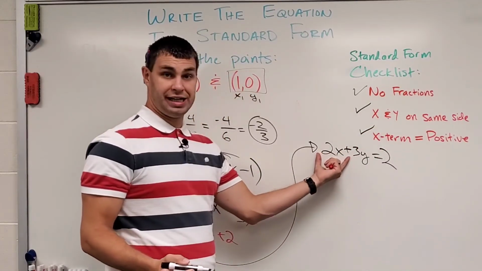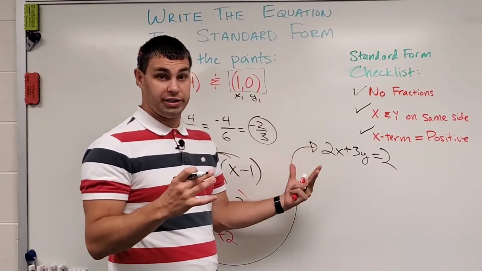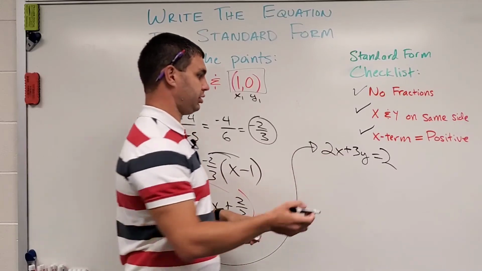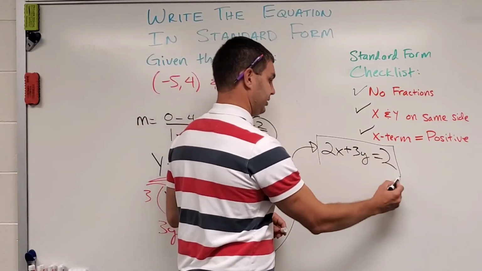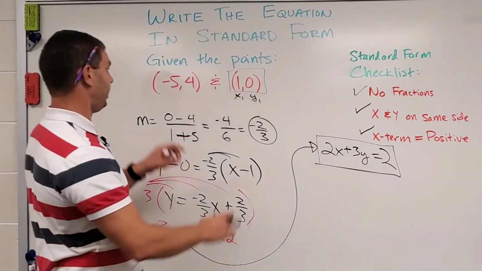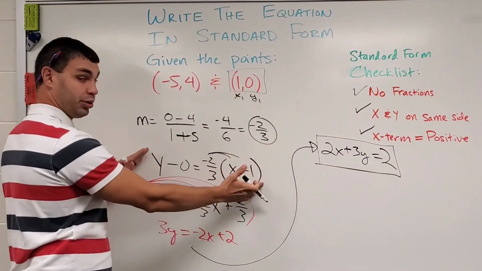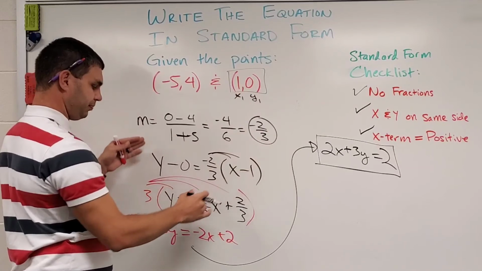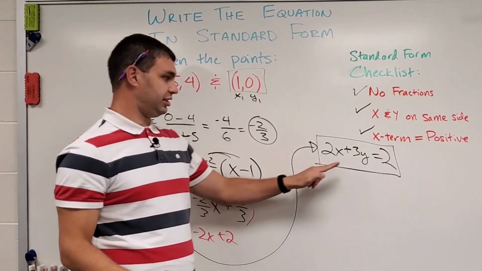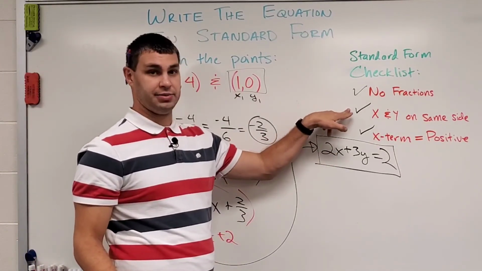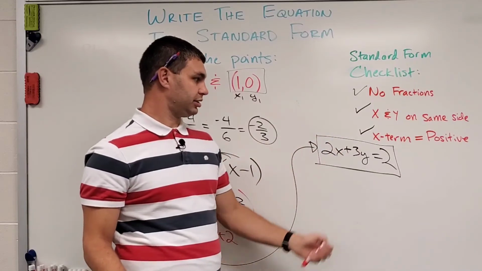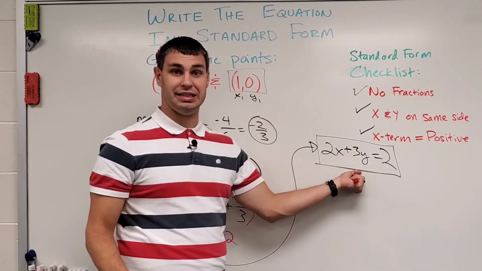If this were negative, you could multiply the entire equation by -1, and that would switch all your signs and make that x positive. All right, so given these 2 points, we wrote it out, we found the slope, we put it in point slope form using a point and a slope, and then we transitioned it to have no fractions, the x and y on the same side, and made sure our x term was positive, getting this to be standard form.